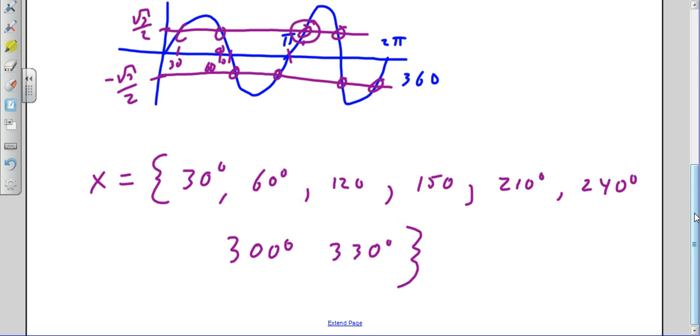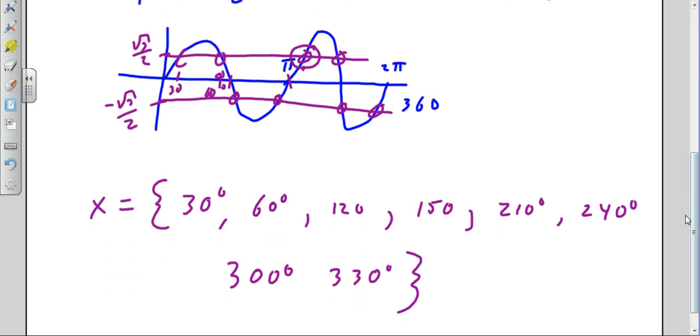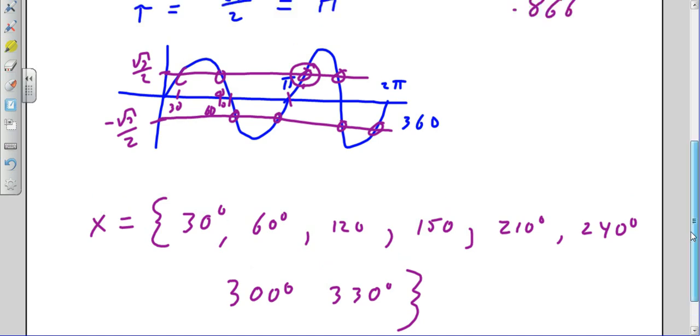Okay, well, we'll go back and check our work. We recognize square root of 3 over 2 is 0.866. So whenever I put any of these numbers in, if I go sine of 2 times 330, I should get 0.866, and I do. And if I go sine of 2 times 300, I get the same thing. And if I go sine of 2 times 120, I get the same thing. So all these answers are going to check, and we're done with number 10.